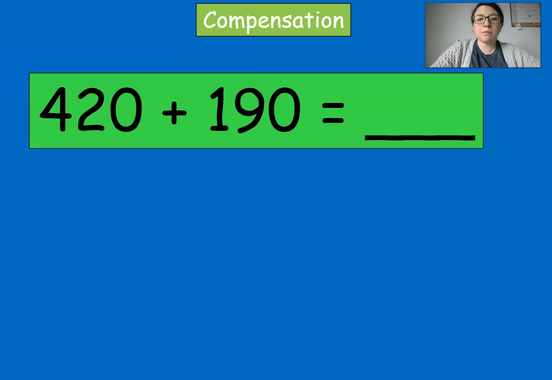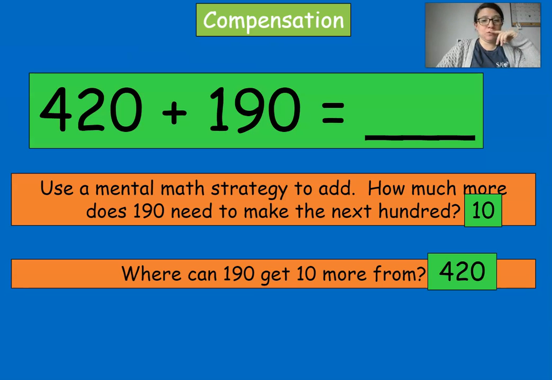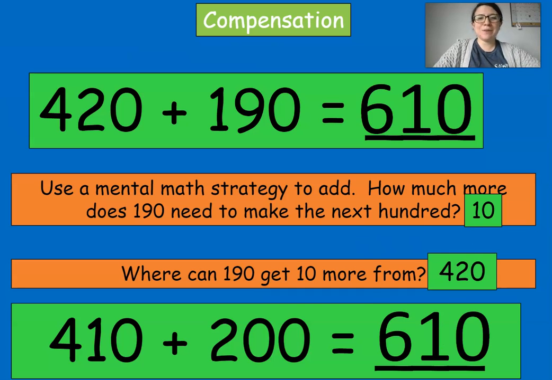So if we have 420 plus 190, which number is closer to its next 100? Good, 190. How many more does 190 need to get to its next 100? Just 10, right? So where are we going to get that 10 from? Good, from the 420. Taking that 10 away makes that 420, 410. So we're going to add 410 plus 200. And what's that going to give us? 610. Nice work.